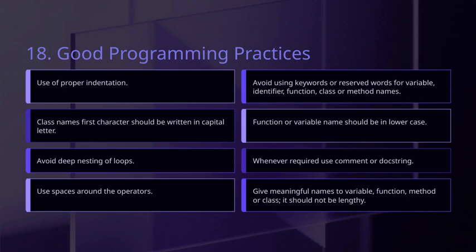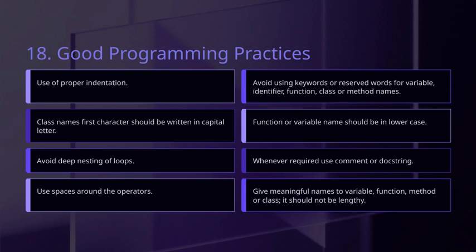Also, avoid deep nesting of loops. Excessively nested loops can make your code complex and hard to follow, so try to keep the logic as flat as possible. Another important point is to use spaces around operators. It might seem minor, but it greatly enhances readability. For example, write a + b instead of a+b. Also, avoid using keywords or reserved words as variable, function, class, or method names. This prevents confusion and potential errors. When naming functions or variables, stick to lowercase letters.